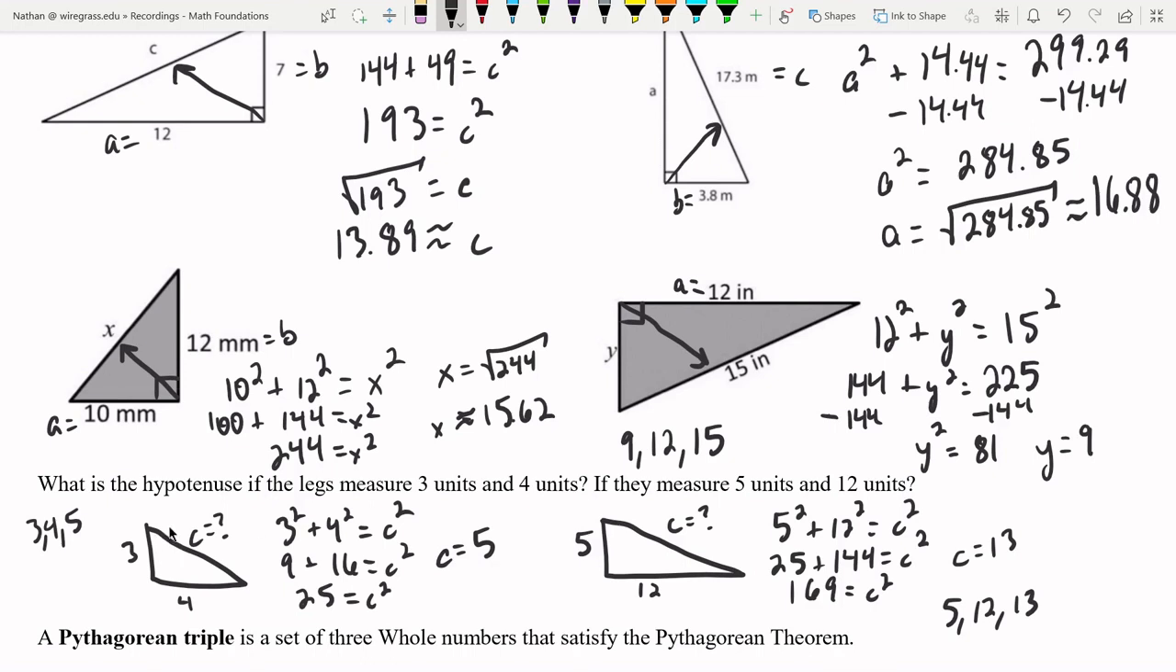Really, this one and this one are actually the same thing. I just multiply all of these by 3. 3 times 3 is 9. 4 times 3 is 12. And 5 times 3 is 15. So these are actually the same Pythagorean triple, but you can scale it up or scale it down as much as you want.